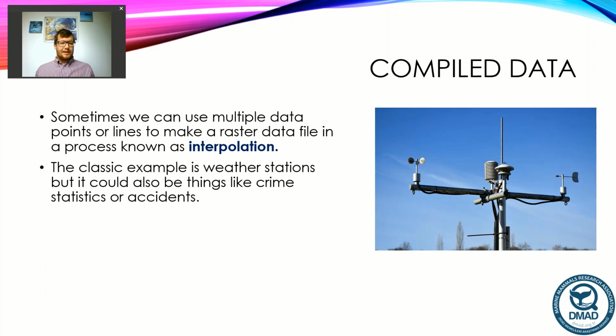So that's the classic example, but this could be more abstract. We can have things like crime statistics, we could have things like accidents or wildfires, and we could mark where these events happen and interpolate them to look at where we might also be likely to have things in the future, or where things might have been likely to occur in the past but not reported.